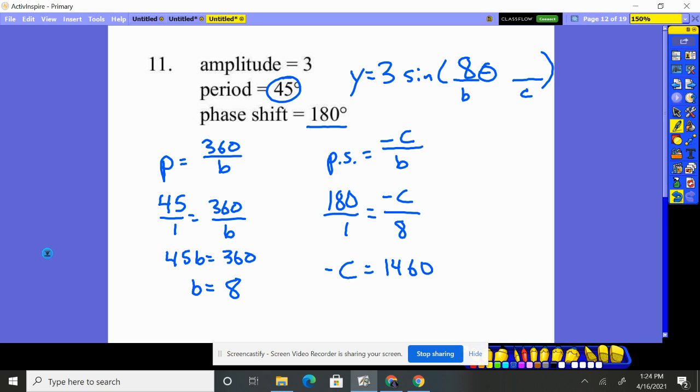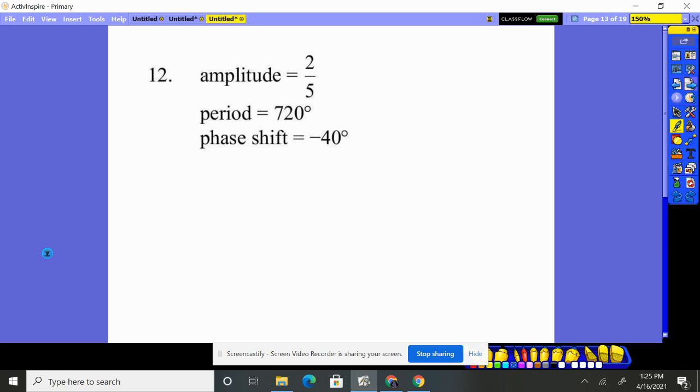That's not right. Silly me. We're really struggling here today. 8 times 180 is 1440. Don't know where the brain was. I apologize. C is negative 1440, because again, we have to multiply by negative 1 there. So this will be minus 1,440. There's number 11. Let's go to 12.